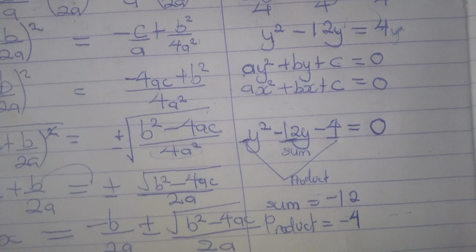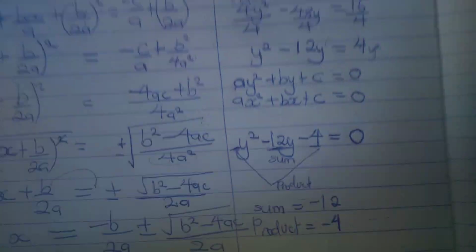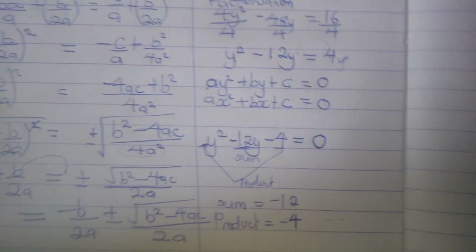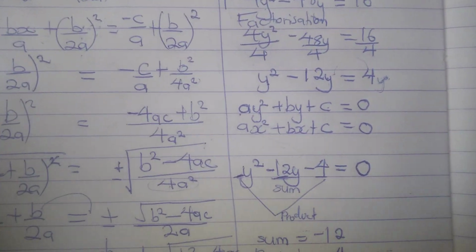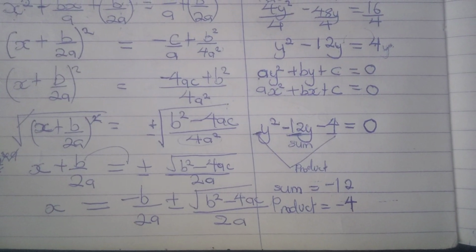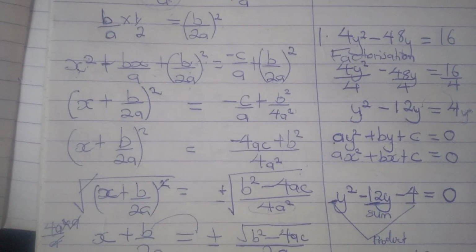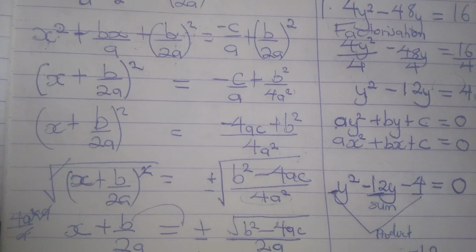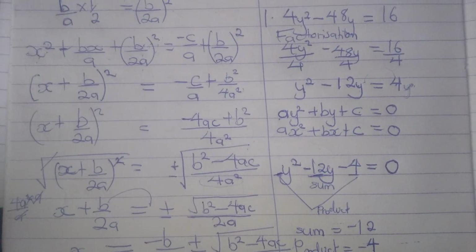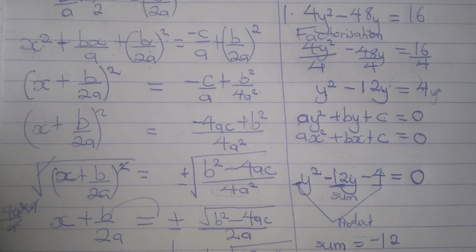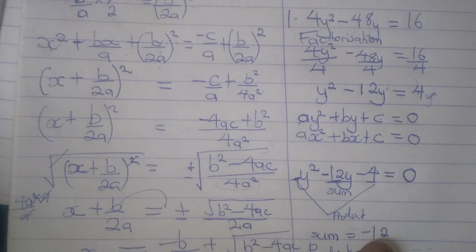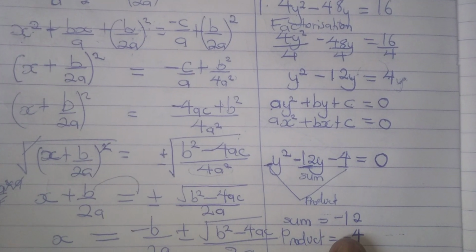So you should always keep in mind that not all equations can be factorized. For this case, they have given us this equation, but you cannot use factorization. Why do I say that? Because for factorization, we get two factors which we multiply to get the product, and when we add them, we get the sum. So in this case, factorization is out.